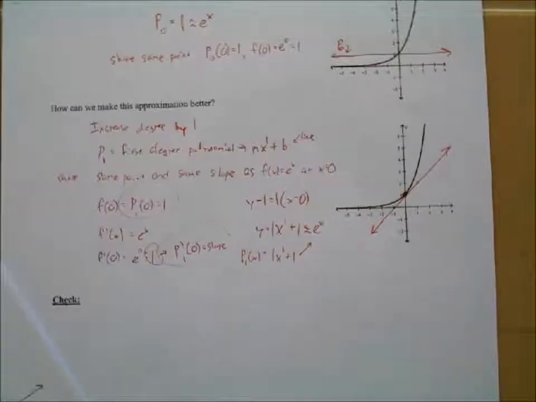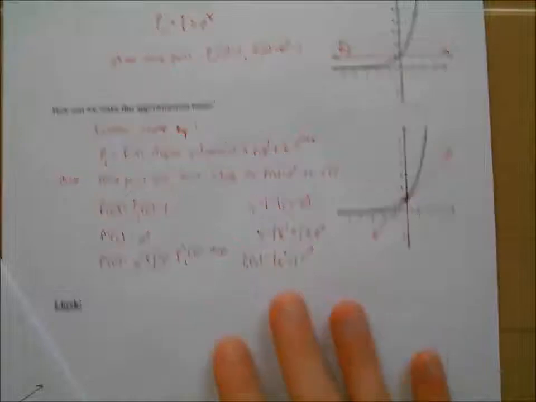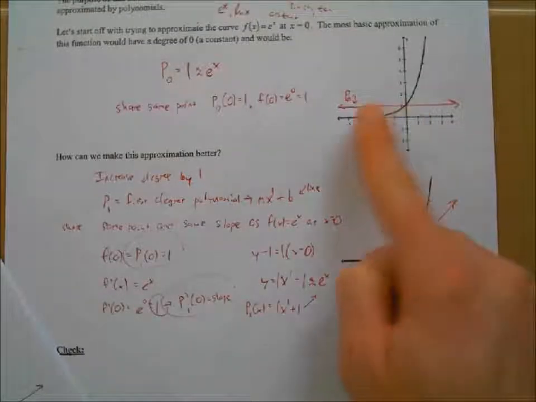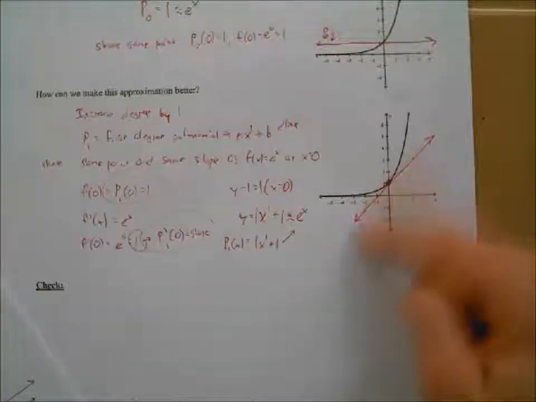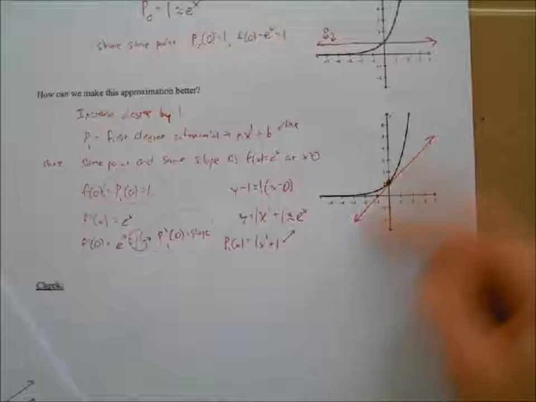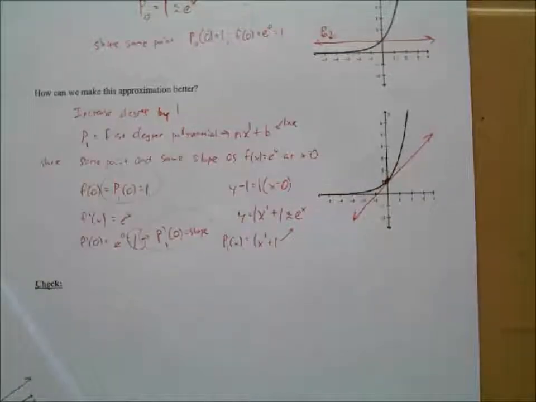Okay. So this approximation looks a little bit better, doesn't it? Before, we shared a point, but the other behavior around 0 wasn't really that great. But now at 0, we're a little bit closer to that curve, because now we're at least increasing at that point too. So it's a little bit better approximation.